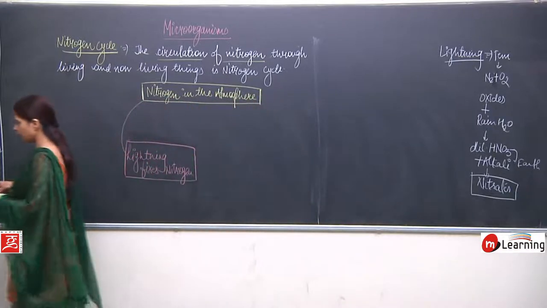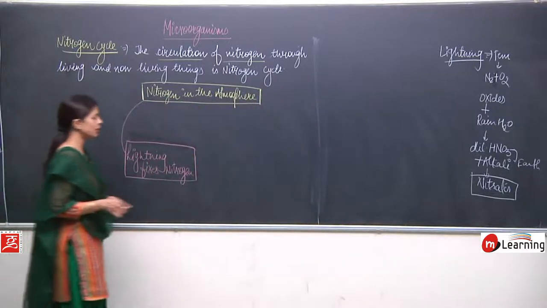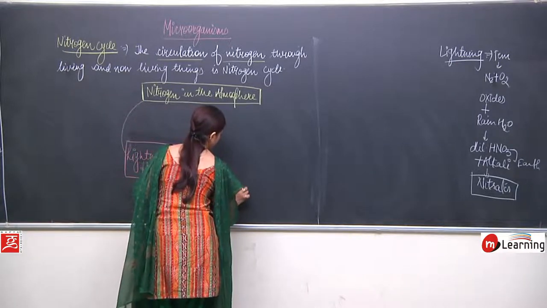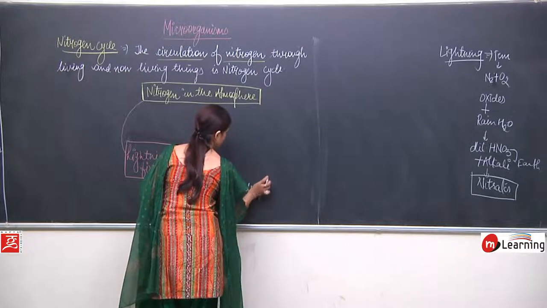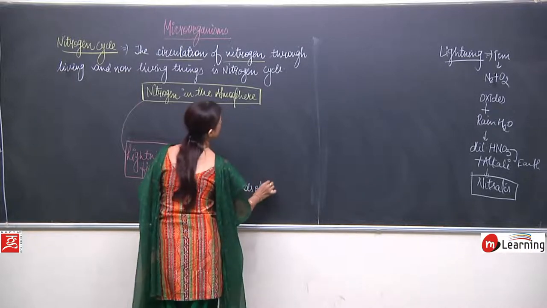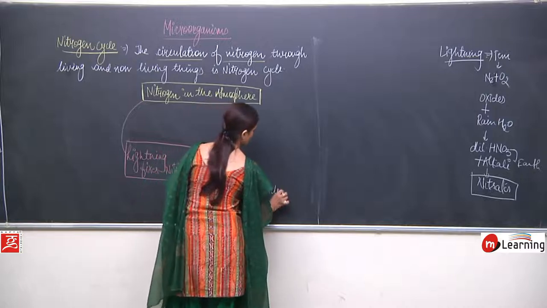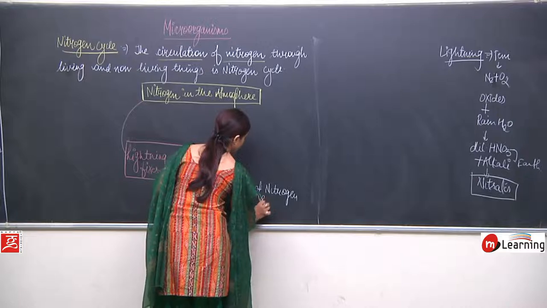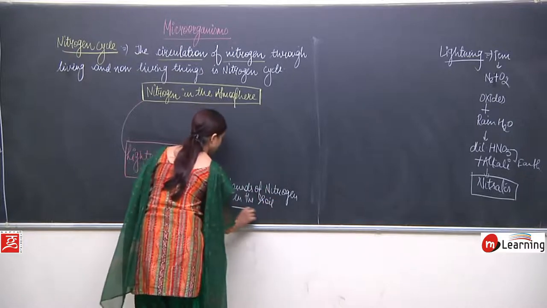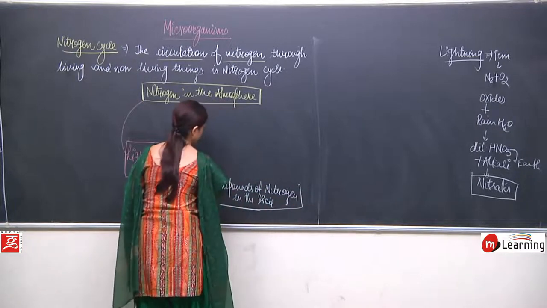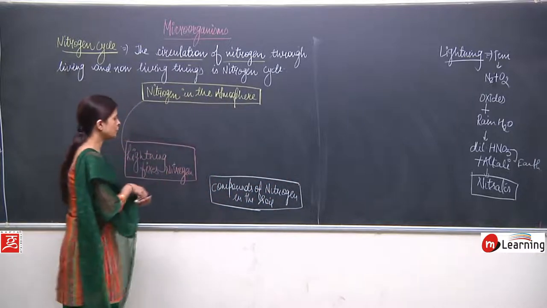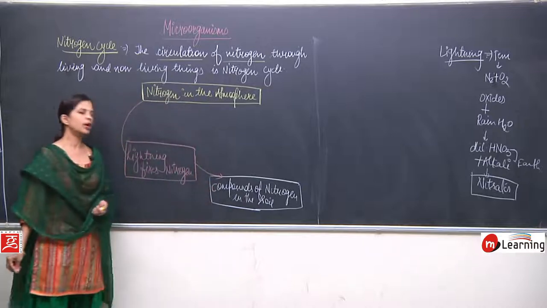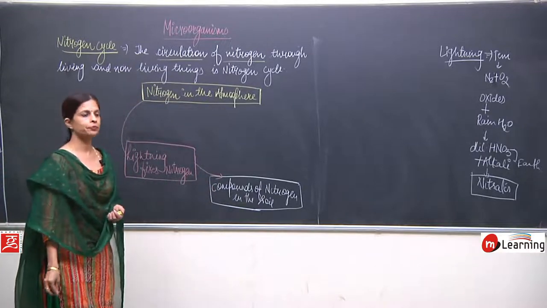So I can write a very small thing over here: compounds of nitrogen in the soil. Due to lightning, the nitrogen gets converted into compounds of nitrogen in the soil.